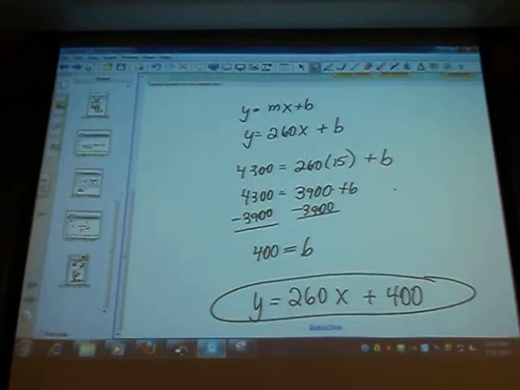Y equals your slope. I want you to write it in your assumption. You've already got your new equation. Yeah, that's what we're gonna write out.